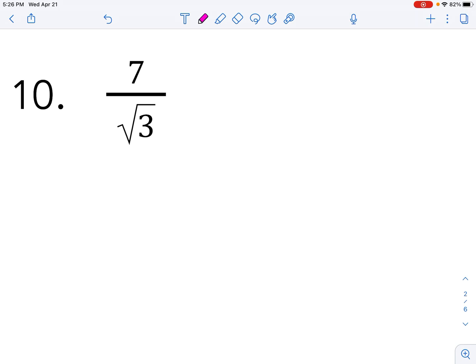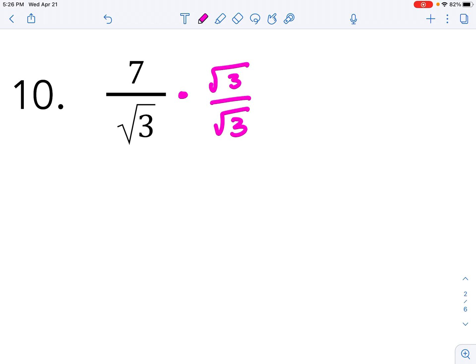Number 7. On this one, I can't really simplify anything, but I'm just trying to get a radical out of the bottom. So I'm going to multiply and rationalize by going root 3 over root 3. Now we got to remember as we do this that this is not changing the number at all. What I'm multiplying here is basically a 1.